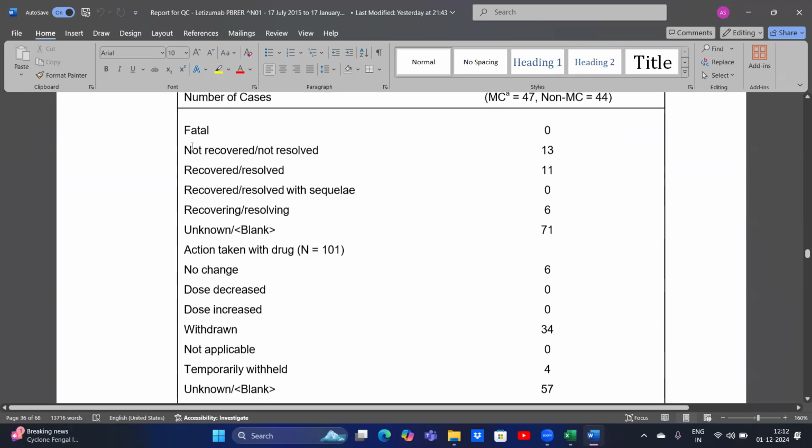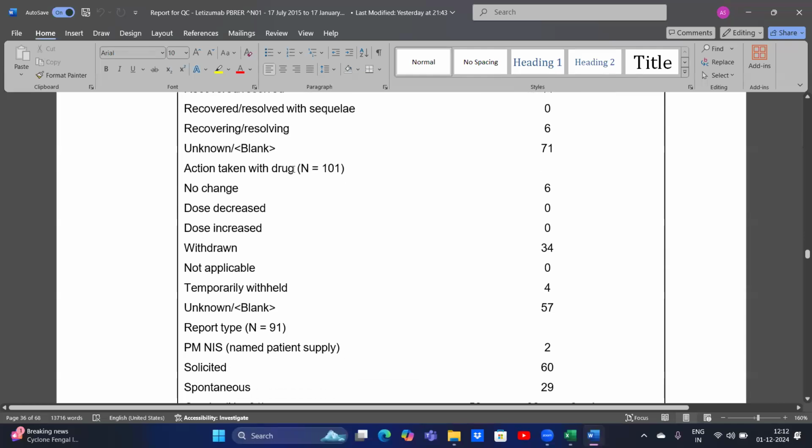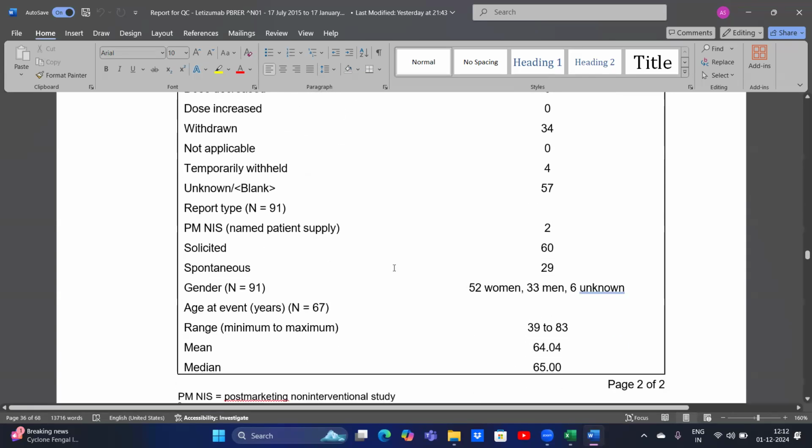What was the outcome? They have provided all the outcomes here. Then what is the action taken with the drug? It is provided in 101 cases. It is provided that action taken was there, for a total of 101 cases. So, no change. See how they have bifurcated the data that you are bucketing in the line listing. Is it clear from this table?